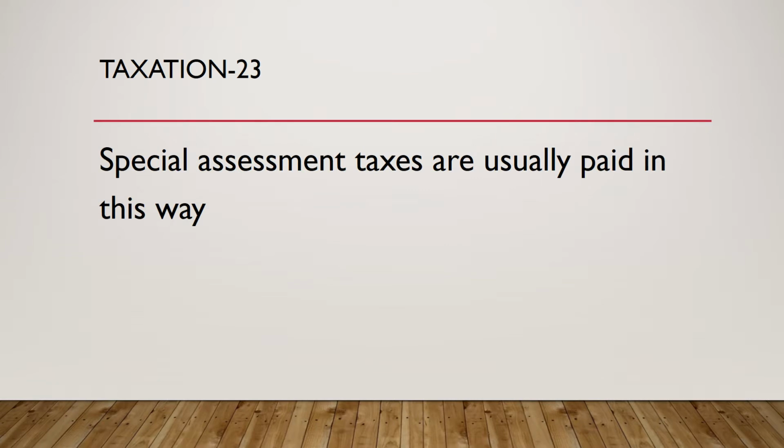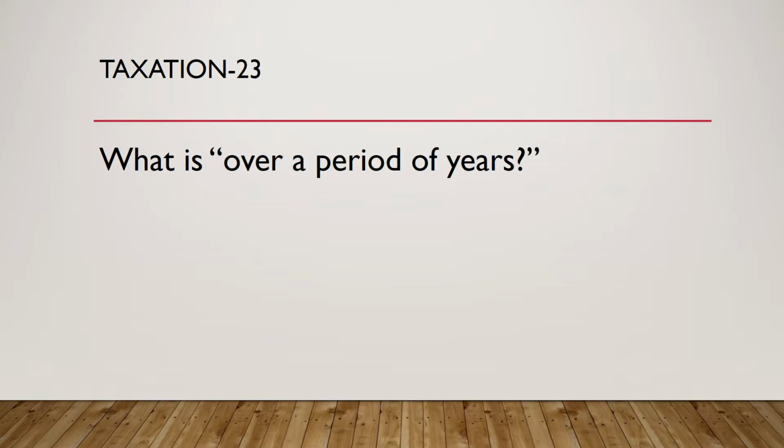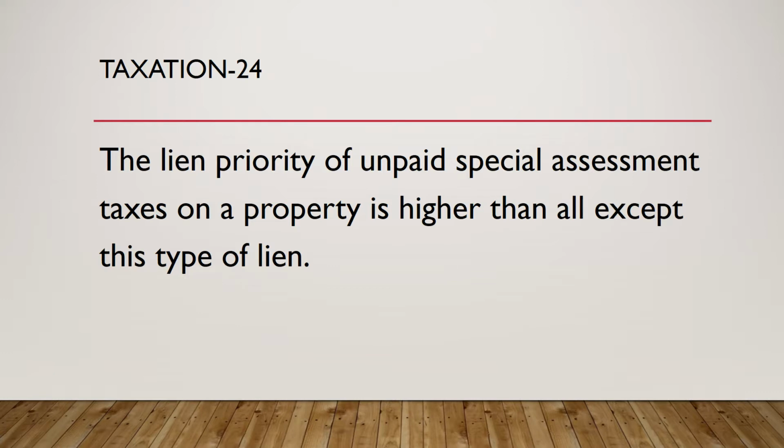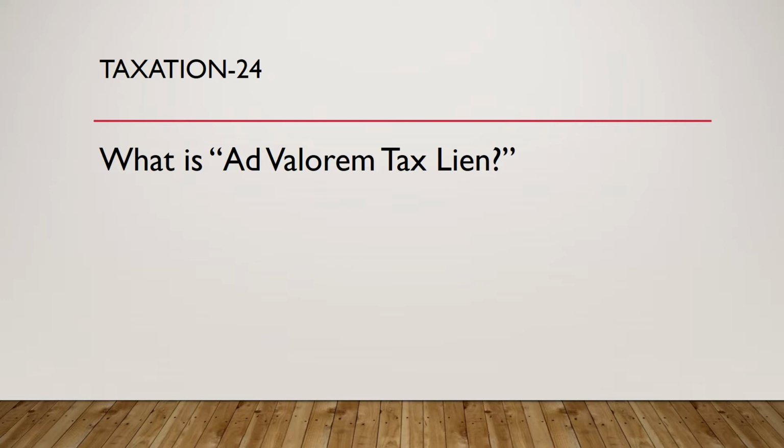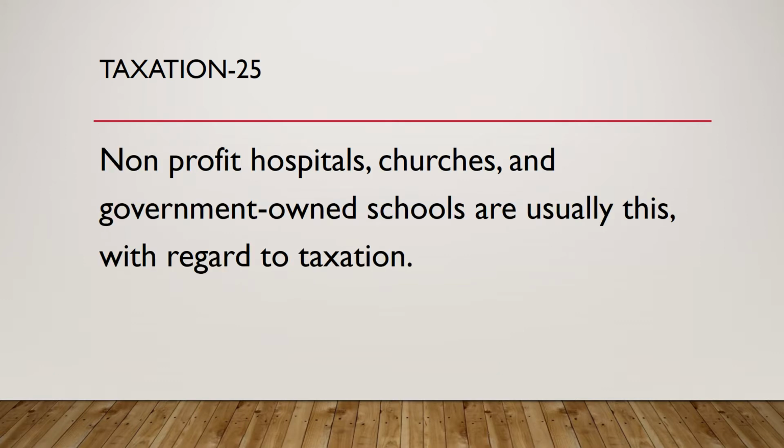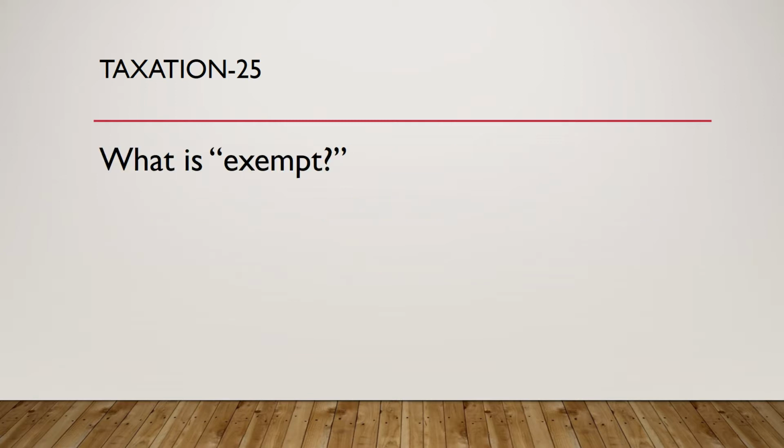Question 23. Special assessment taxes are usually paid this way. What is over a period of years? Question 24. The lien priority of unpaid special assessment taxes on a property is higher than all except this type of lien. What is an ad valorem tax lien? Question 25. Nonprofit hospitals, churches, and government-owned schools are usually this with regard to taxation. What is exempt?